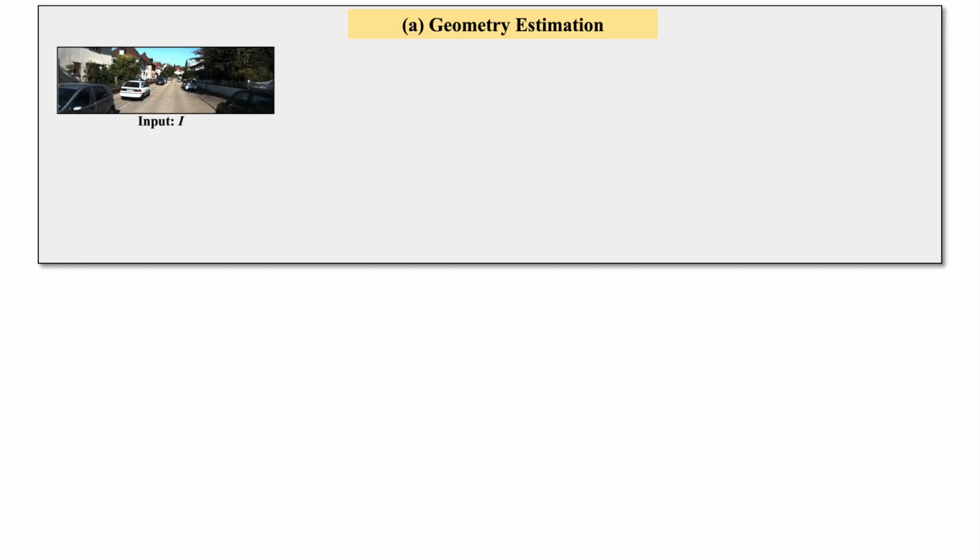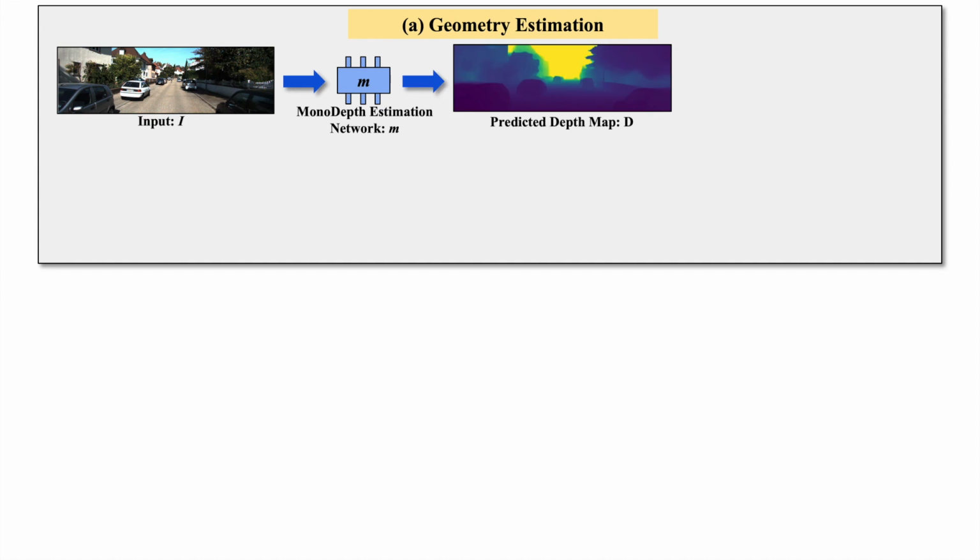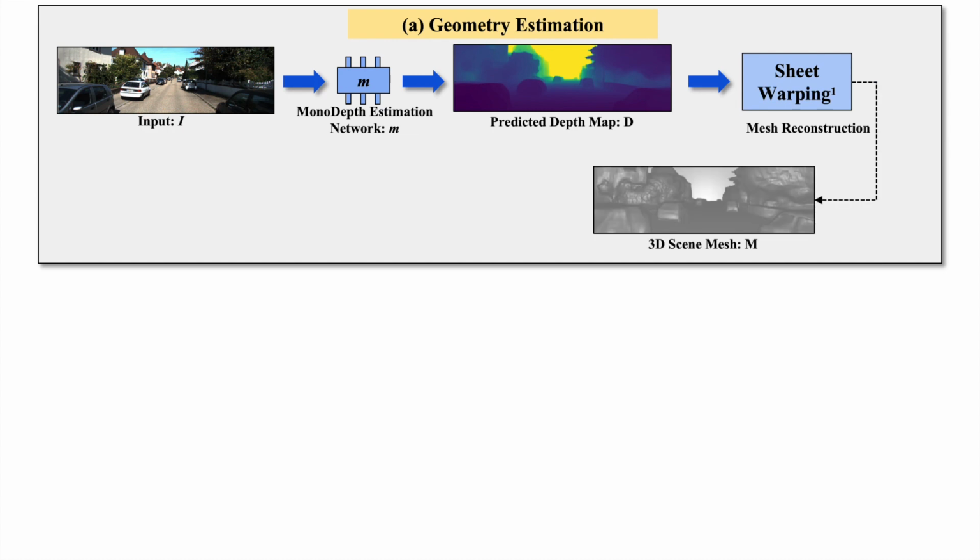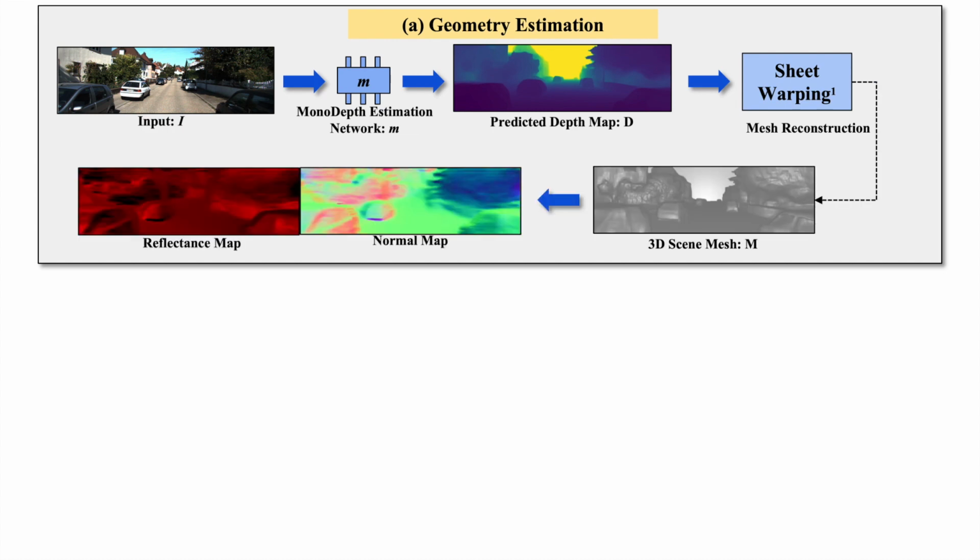For the first component, geometry estimation. From a single 2D image, we predict a depth map using a pre-trained monocular depth estimation network, then warp a 2D planar sheet to generate a 3D scene mesh. After the 3D mesh reconstruction, a set of illumination buffers including normal map and reflectance map are rendered.